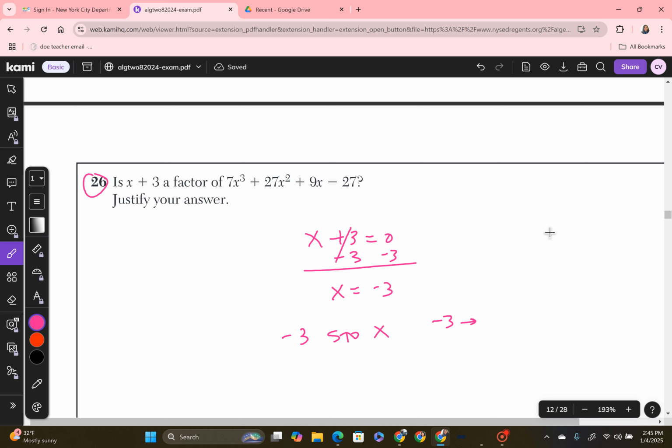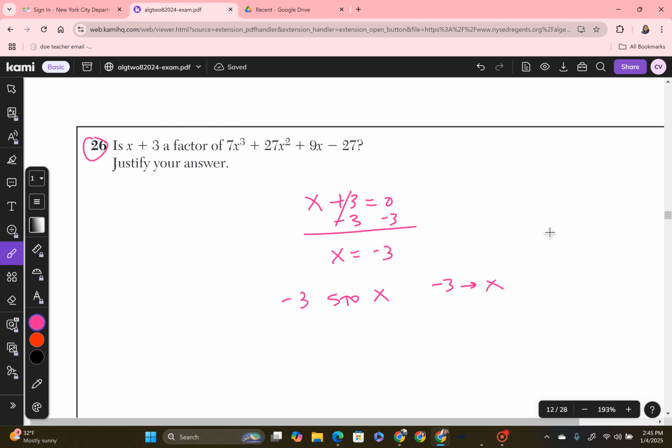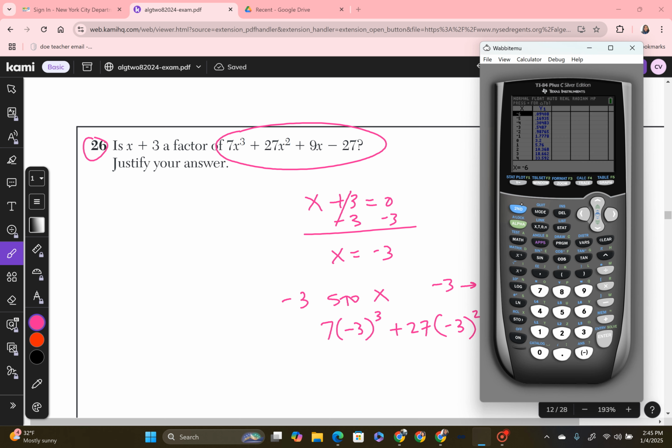So -3 goes into x, and then you're going to plug it into the expression. You're going to show that you know that every single x is going to get a -3 there. So plus 27. See what I'm doing? I'm taking this, and wherever you see x's, I'm putting in -3. -3 squared plus 9 times -3. And then I pull up my calculator, and I do the same thing. Right? So you could do the store. So -3 store it in for x, hit enter, and then plug in the original.